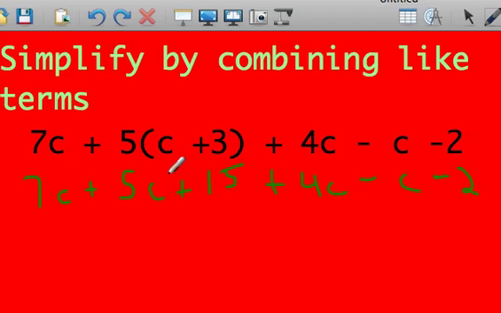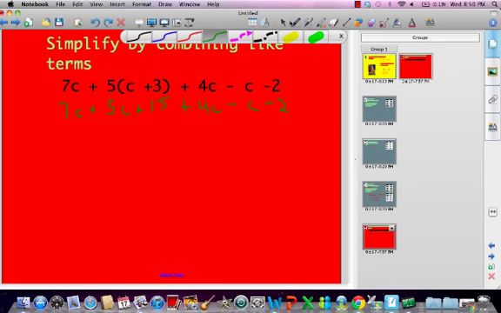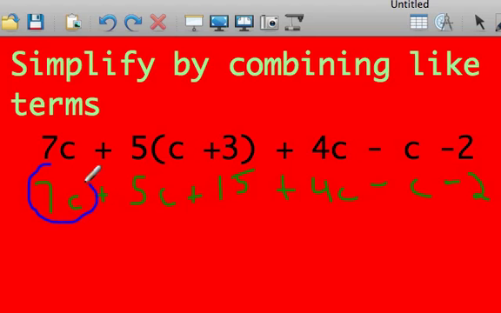And when it says like terms, those are terms that have the same variable with them, or if they don't have variables, like these are constants right here, 15 and 2, we'd combine those. So what I'm going to do is group all the terms that are alike together. I'm going to circle in blue all the ones with C, and that way we can tell the difference between them.